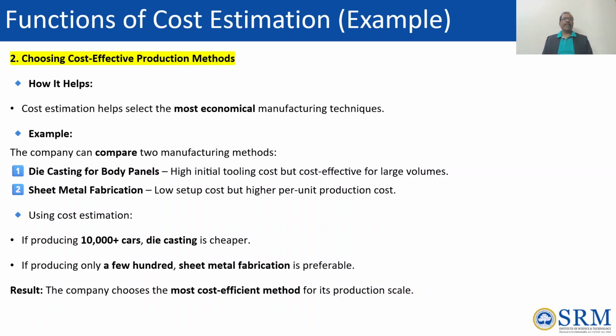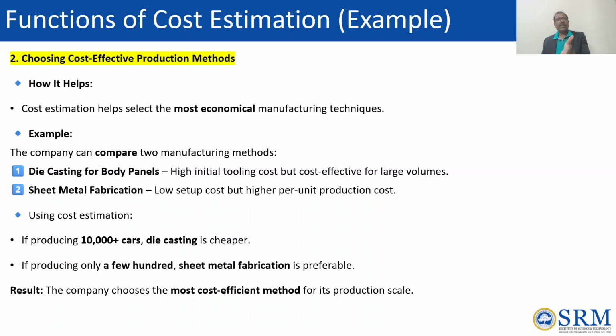Example, the company can compare two manufacturing methods. Maybe die casting for body panels of the same car. You can use the die casting process for making body panels. But if we want to make body panels through die casting, what will happen? High initial tooling cost, but cost effective for large volume.